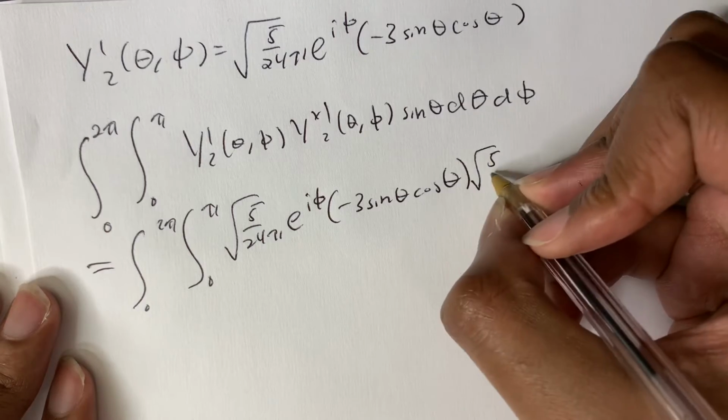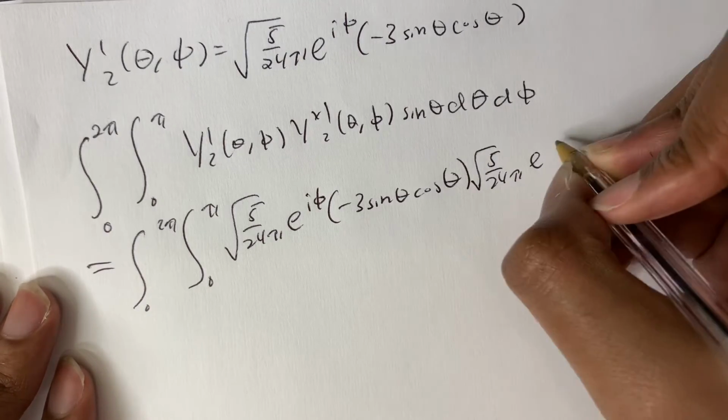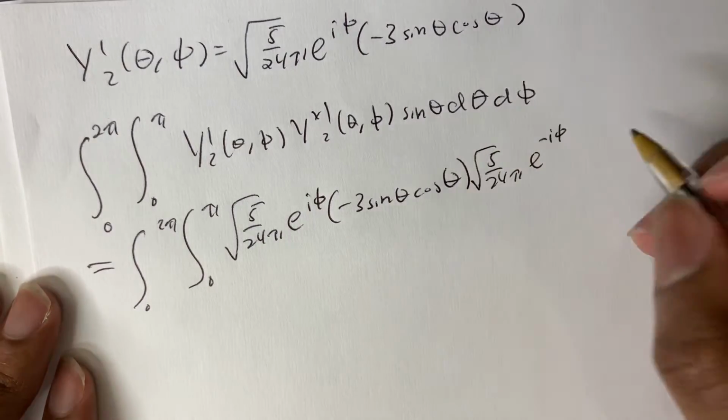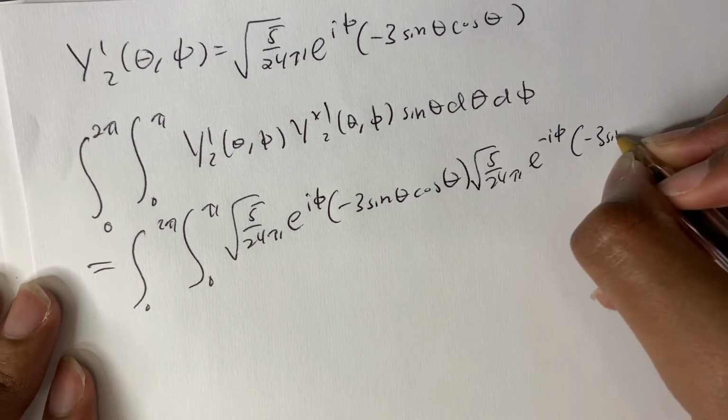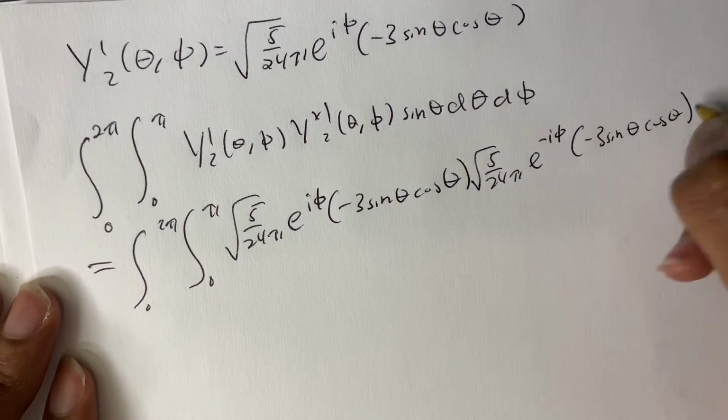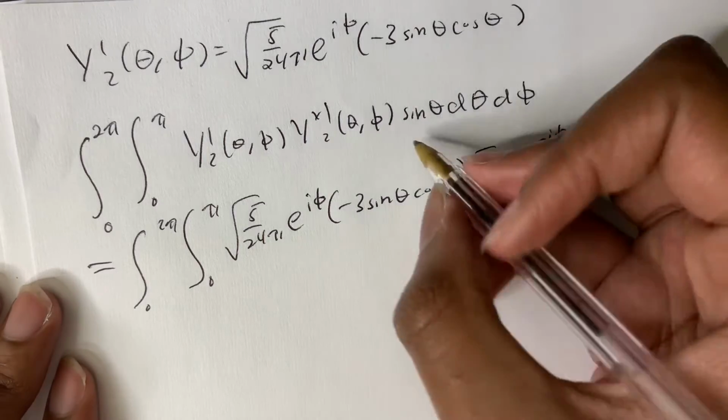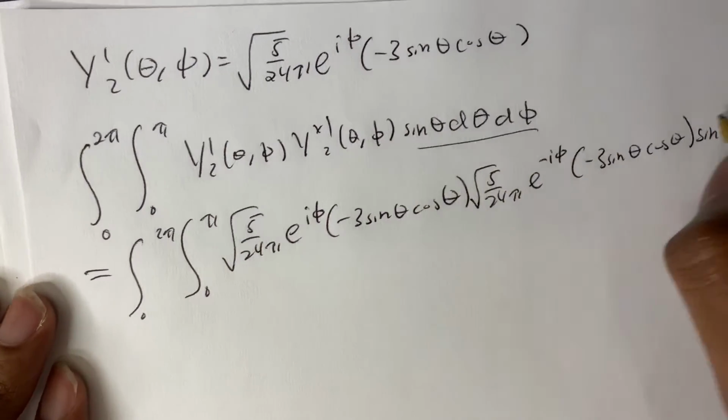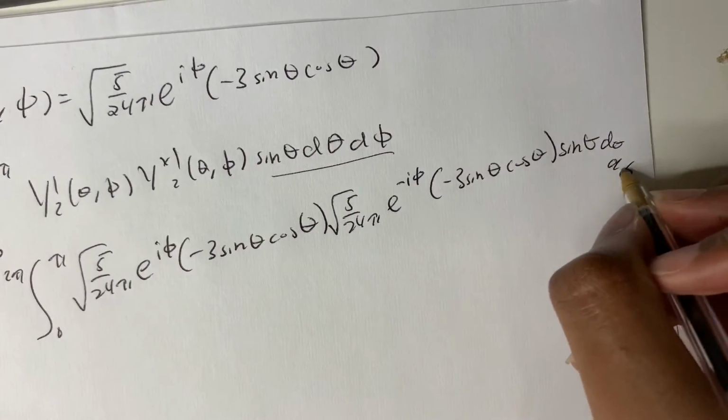So you have the square root of 5 over 24 pi, e to the minus i phi. It's the complex conjugate. Minus 3 sine theta cosine theta. And then sine theta, this part, sine theta d theta d phi. Pretty long integral.